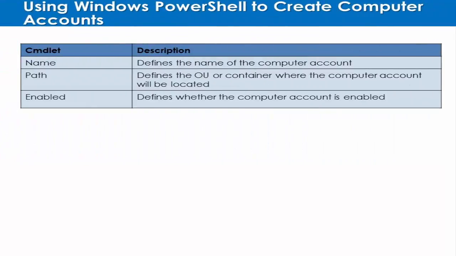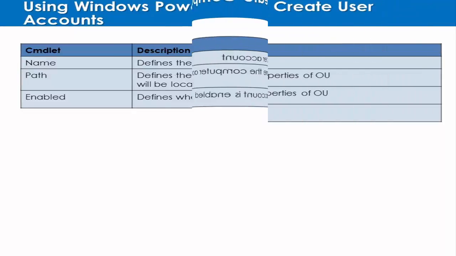The last chart that I have here is just real quick. Again, some of the parameters when it comes to creating the computer accounts. Not a whole lot, it's just a computer account. You can give it a name, you give it a path, and you can enable it.